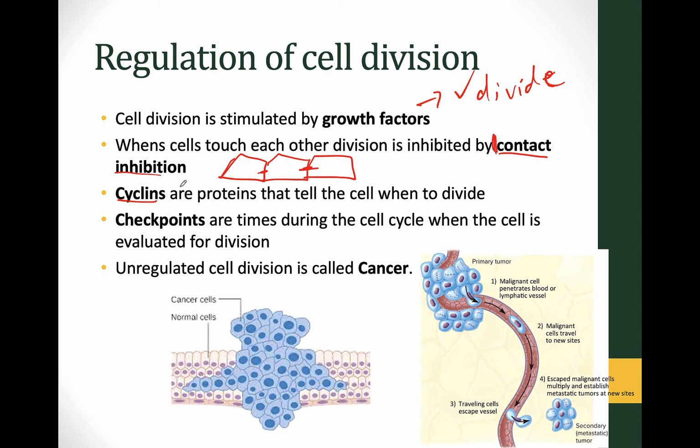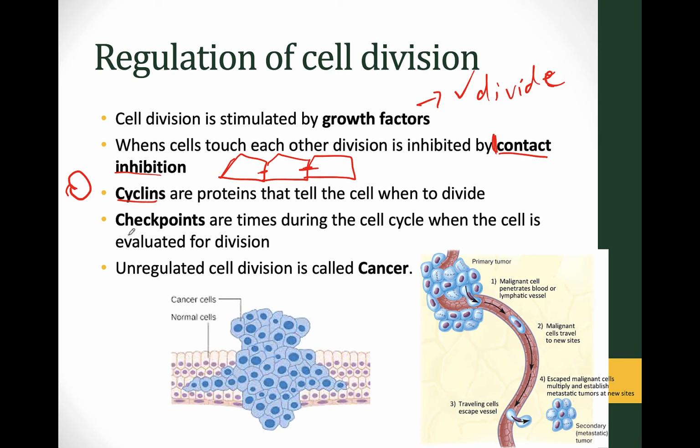A cyclin is a protein that tells cells when it's time to divide. Think about cyclin like cycle, right? These cyclins actually increase and decrease in a cycle. When they increase, the cell divides, and when they decrease, we stop dividing.